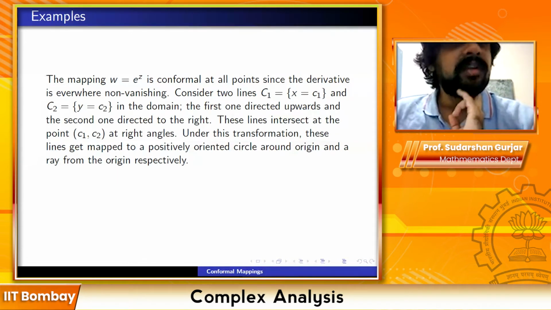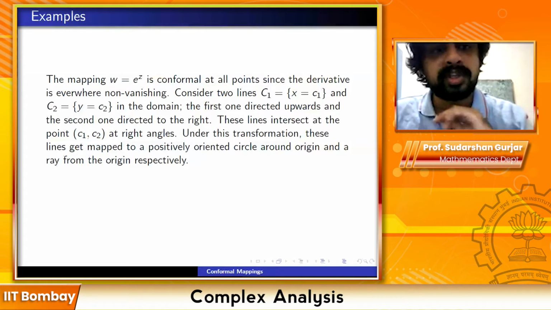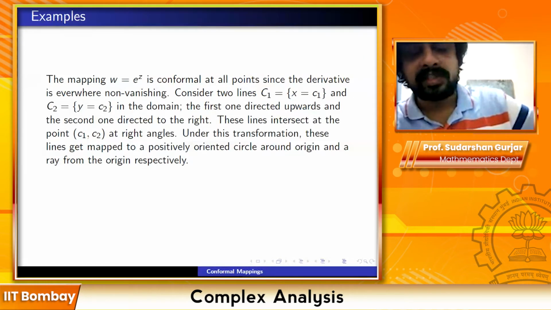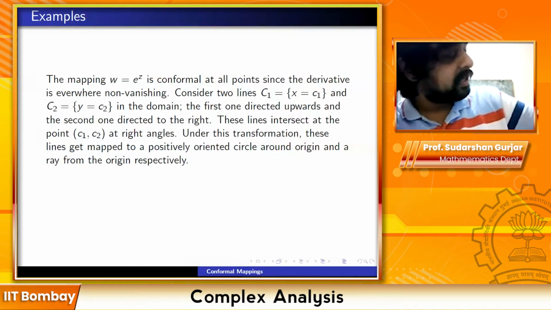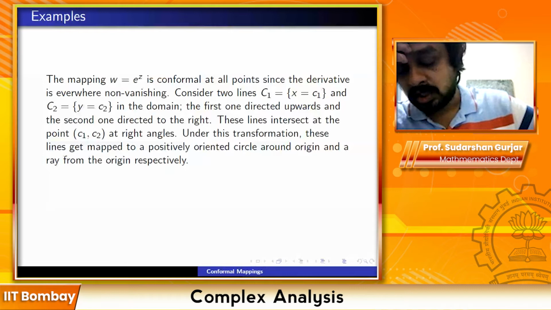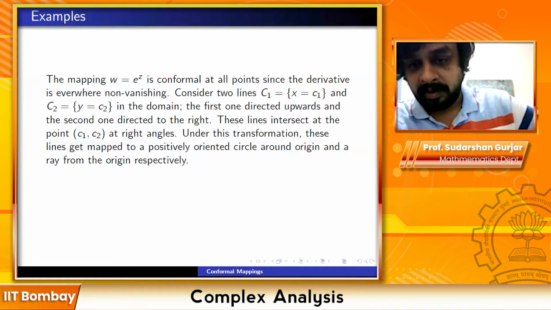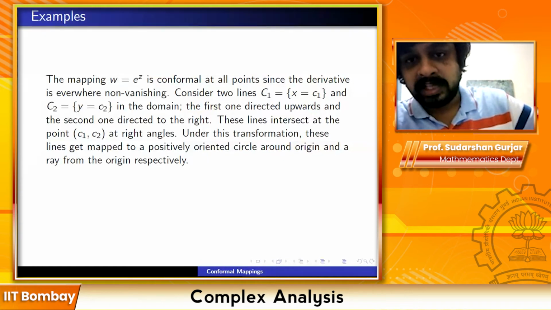Under this transformation, these lines get mapped to a positively oriented circle around the origin and a ray from the origin respectively. What happens when I take the image of C1? C1 is a line parallel to the y-axis, so the image is a circle. For example, if you take the y-axis, the image is the unit circle. As you take lines parallel to the y-axis on the right, the radii increase. On the left, the radii of the image decrease.